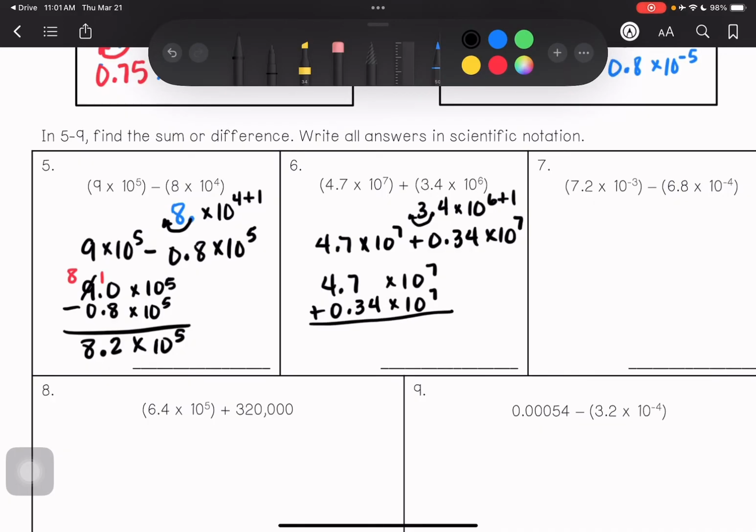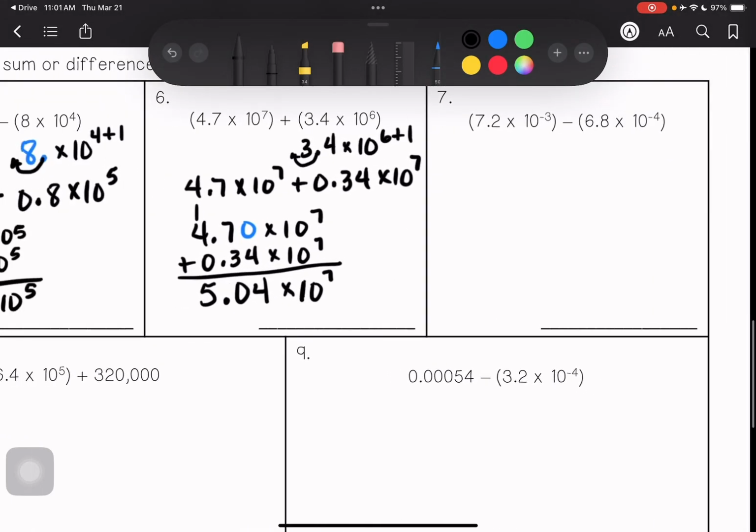When I line those up, I'm going to go ahead and add a 0 in this place, and I'm going to add vertically. That gives me 4.7 plus 3 is 10. Carry your 1. 4 plus 1 is 5. Bring down your decimal. Times 10 to the 7th power.